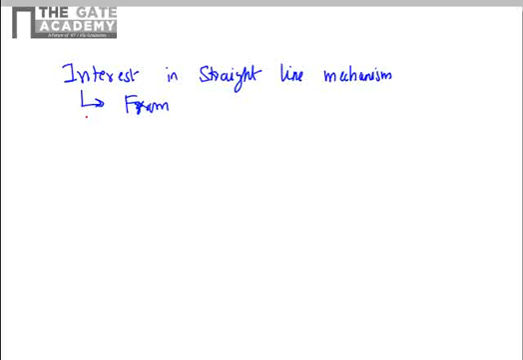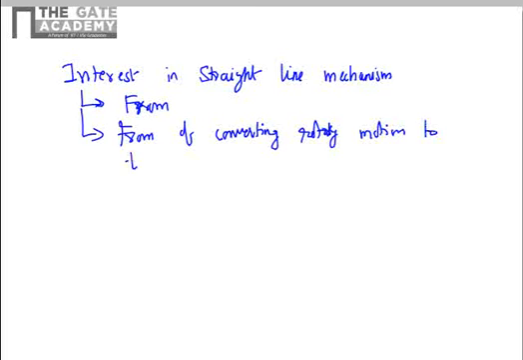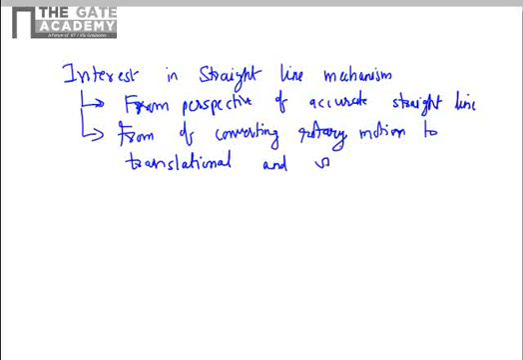So the interest in straight line motion mechanism came not only from the perspective of generating accurate straight line curve, but also from the perspective of converting rotary motion to translational. I wanted to convert rotary motion to translational and vice versa also.